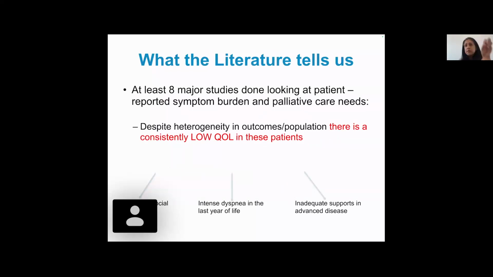So when we put together all of the studies looking at what exactly are we dealing with, what exactly are we needing to improve from a pain and symptom management perspective, we see big themes, right? And these may resonate with you. One of them is inadequate supports in advanced disease. How do you get people to help you in your home? What are you expected to tap into? How do we treat intense breathlessness in the last year of life? And how do we deal with a significant lack of social interaction, whether that's because somebody has problems with mood or whether that's because they don't really have a lot of people around them?